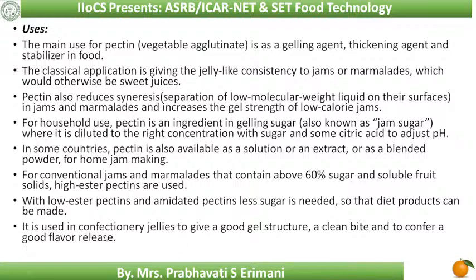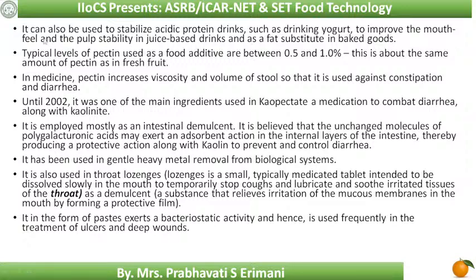It is used in confectionery jellies to give a good gel structure and a clean bite and to confer good flavor release. It can also be used to stabilize acidic protein drinks such as drinking yogurt, to improve mouthfeel and pulp stability in juice based drinks, and as a fat substitute in baked goods. The typical level of pectin used as a food additive is about 0.5 to 1%. As an additive, I told you, a very small amount is used. That is what pectin powder means, 0.5 to 1. This is about the same amount of pectin as in fresh fruit, and if we want to use powder, this much is enough.